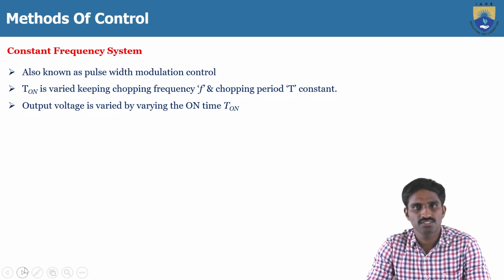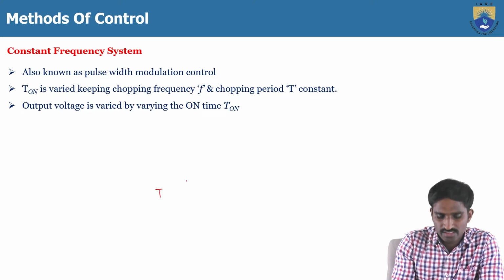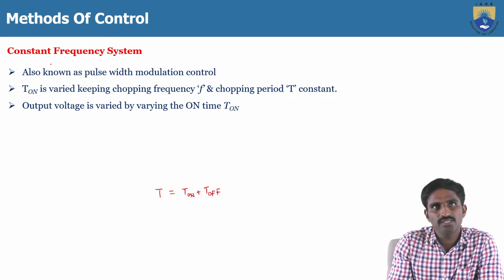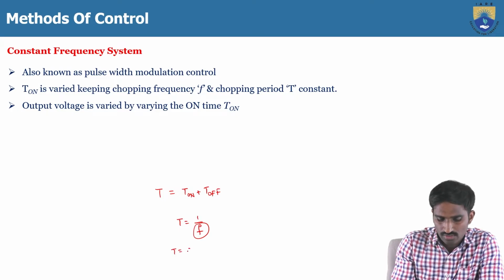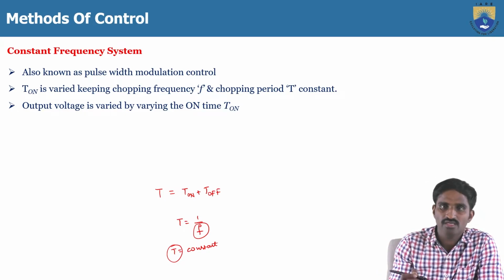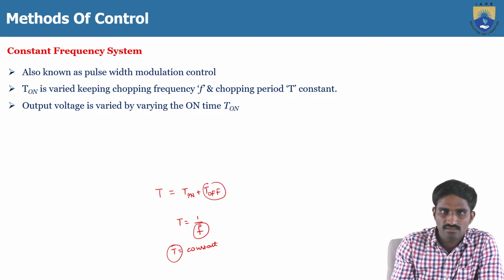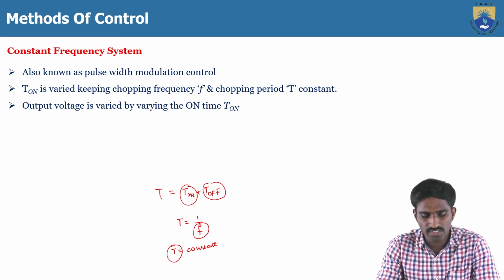Then we will discuss one by one in detail these different control methods. First one is the constant frequency control. As we have just discussed, the total time period T is equal to T on plus T off. The name itself shows it is a constant frequency system. As we know, T is equal to 1 by F. So if F is constant, then T is also constant. So we must take the total time period as a constant, and by keeping it constant, we can change either T on or T off. Because if T is constant and you change T off, then T on will automatically change, or if you change T on, then T off will automatically change. So instead of both, you can change any one by keeping the total time period constant.